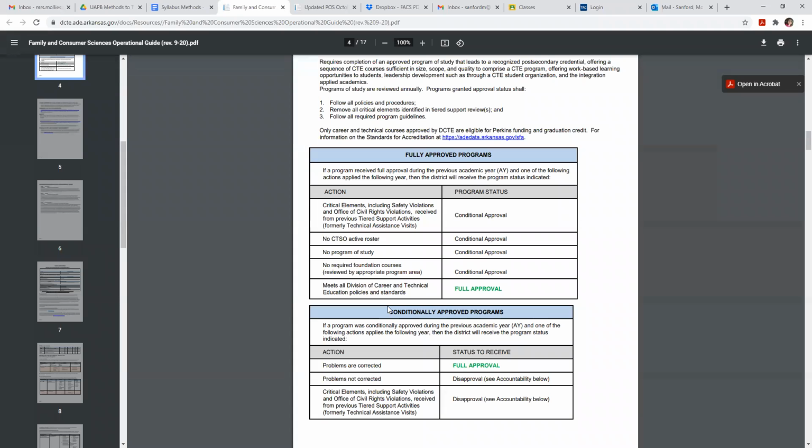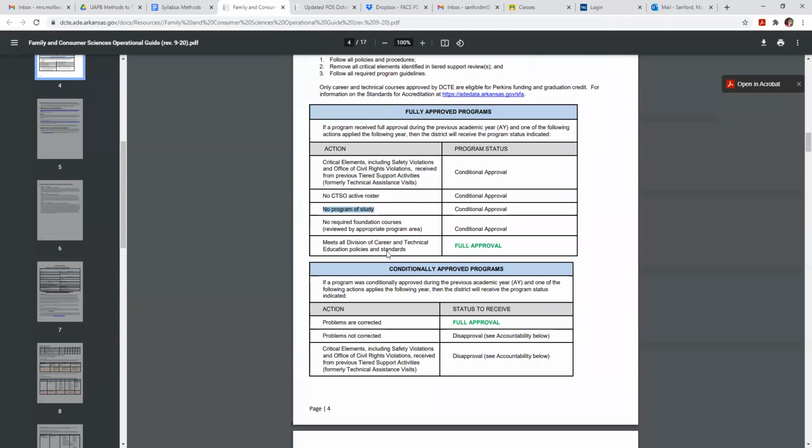If you don't have a CTSO established, this will happen. If you don't have a full program of study, meaning you don't offer 3 courses that are all in the same pathway like I just showed you. If you don't have the foundational course, so that main FCS course, you have to have students take that before any other class in our department.